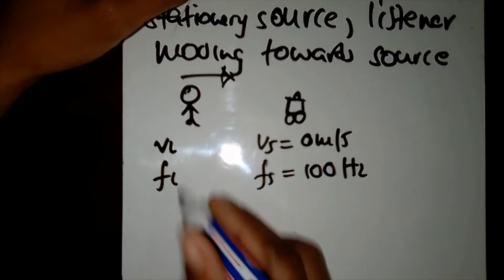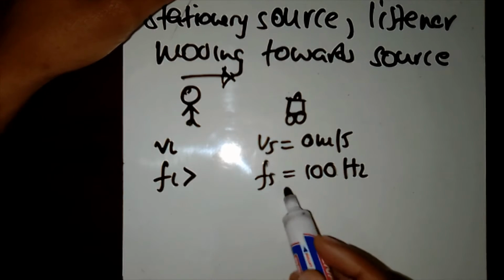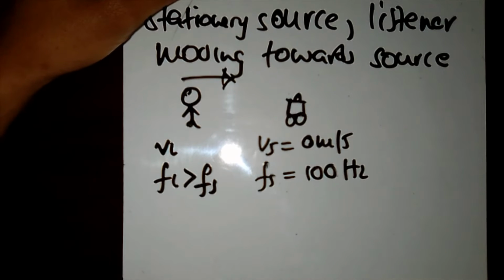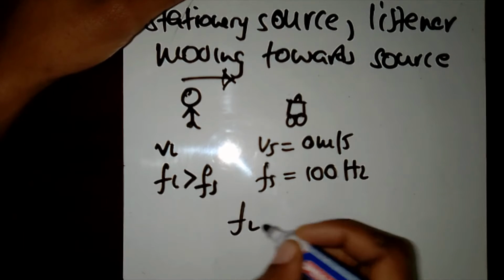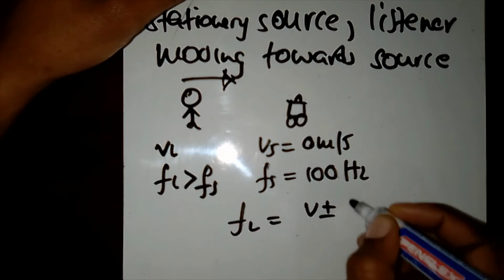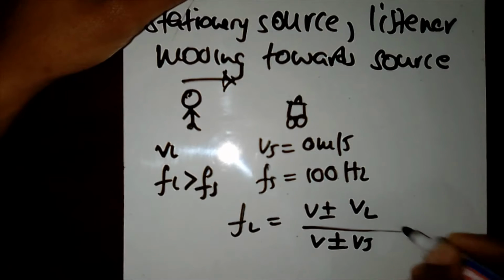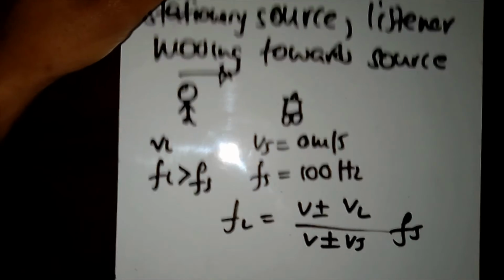So when you're moving towards the source, we agree that the frequency that you'll perceive is actually greater than the frequency that is produced by your source. So now we go back again to our equation that says that FL equals V plus or minus VL, all of it divided by V plus or minus VS, all multiplied by FS, right?